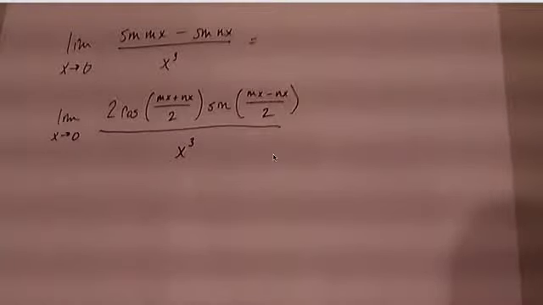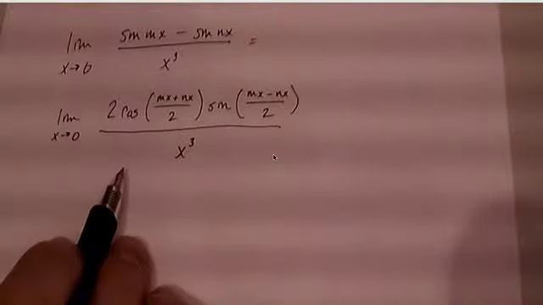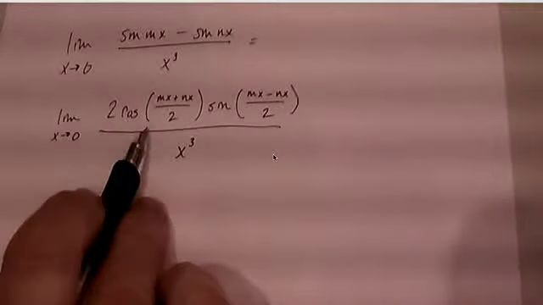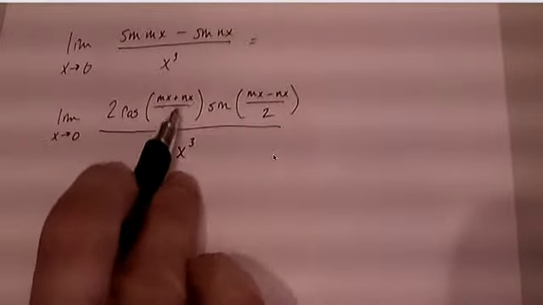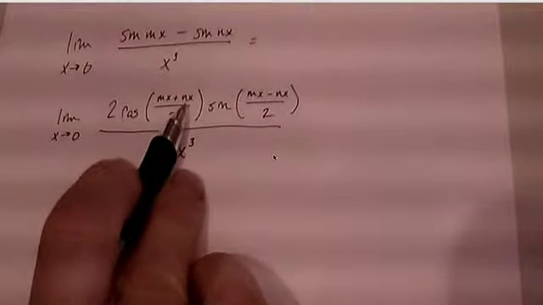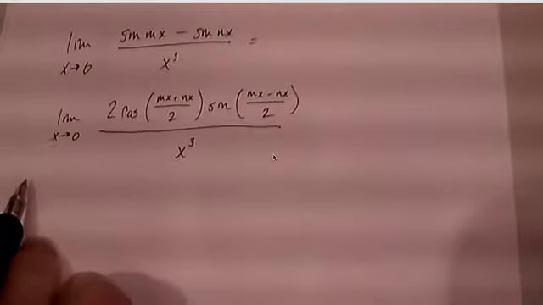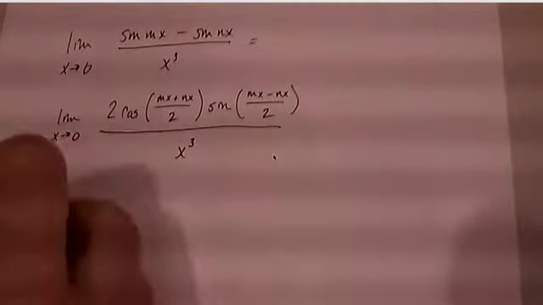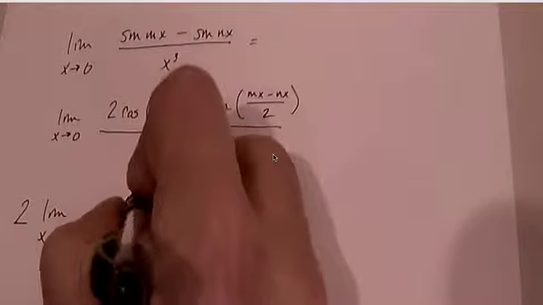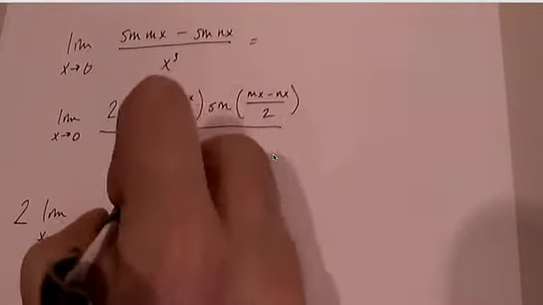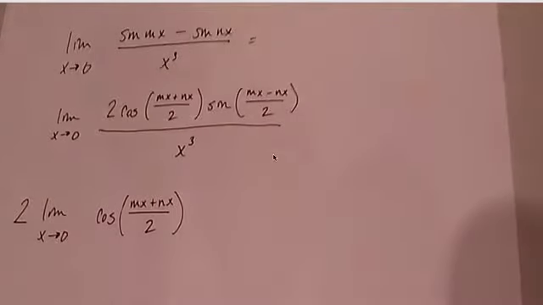Okay, but we do see what's happened here, correct? Okay, well here's the thing. When I plug in 0 here, this is going to be cosine of 0, because that numerator right there, the mx plus nx, is going to be 0. So cosine of 0 can actually be pulled out, and I don't really even have to deal with it. And that 2 is a numerical factor, so we're going to go ahead and pull that one out. Okay? So let's get cosine of mx plus nx over 2.